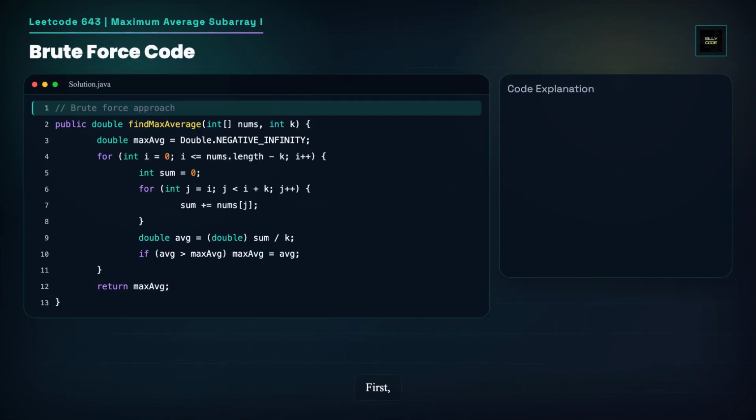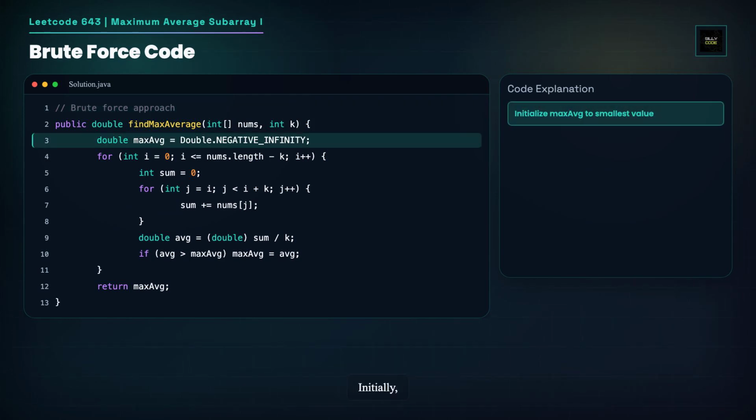Let's convert that idea into code. First, we create a variable called maximum average. Initially, we can set it to a very small value. Now we generate every possible window of size k. The first window starts at index 0. The last possible window starts at array length minus k.